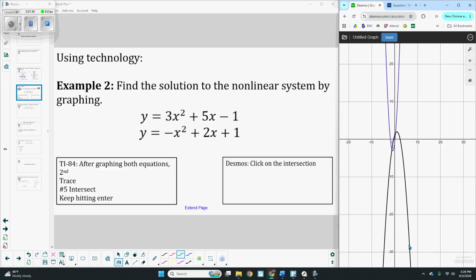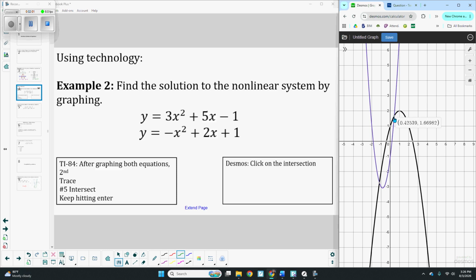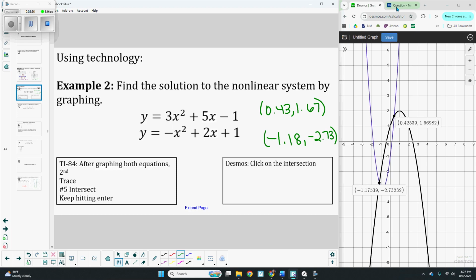Now I'm going to hide this for a second. Get a little closer, zoom in. If I just touch it, it's going to give me the points where they intersected. And these are gross points. That would be (0.43, 1.67). It's going to go away, I think, when I touch this. Let's see. (0.43, 1.67). And then the other one was at (-1.18, -2.73). So these are not nice numbers. This would not come out nicely for us.